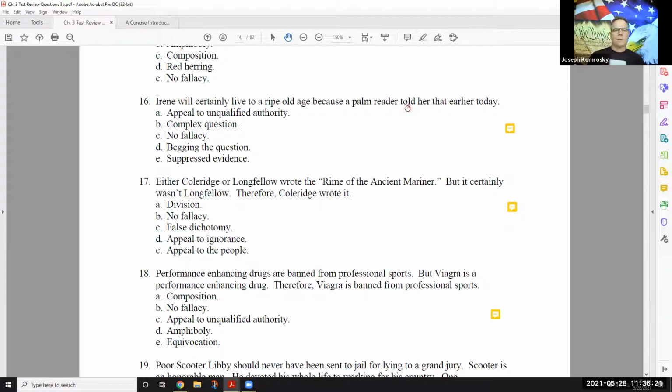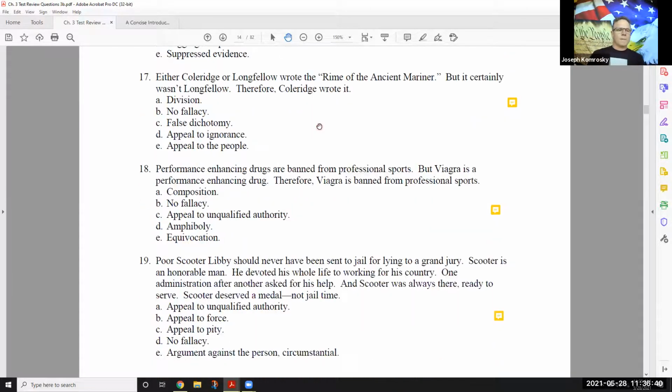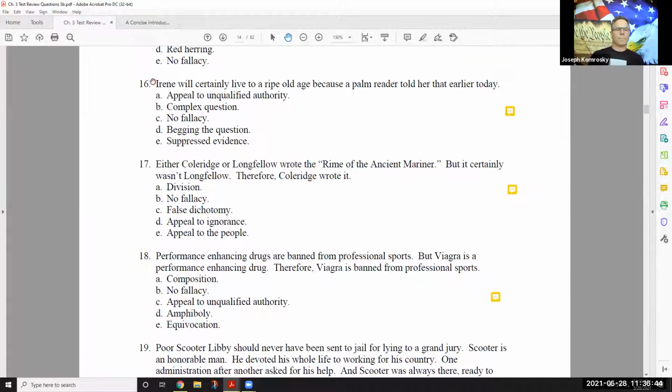Quite frankly, it's possible, but highly unlikely that a palm reader is a qualified authority to make a claim about your lifespan and health. Some of you might resist, but let's just say, in terms of logic, Hurley's going to make the argument they're unqualified, okay? 17. So once again, 16A, qualified authority.